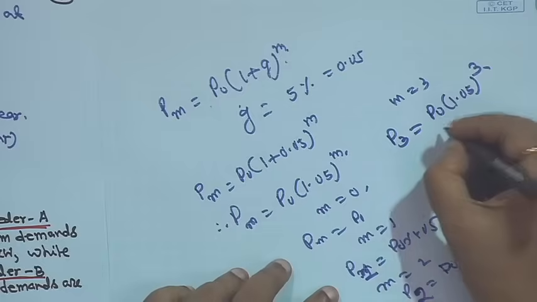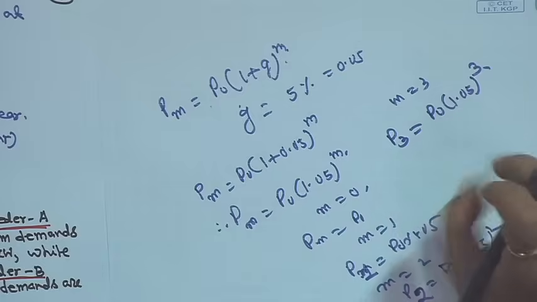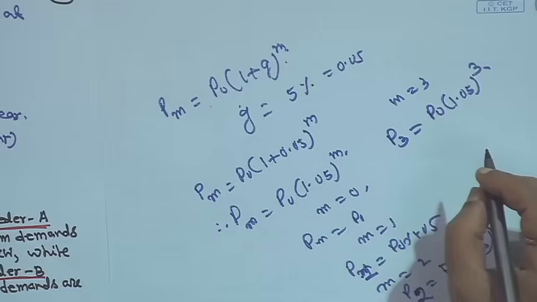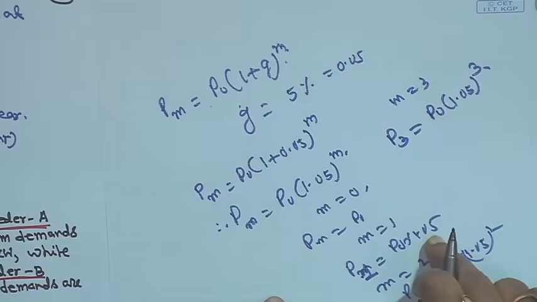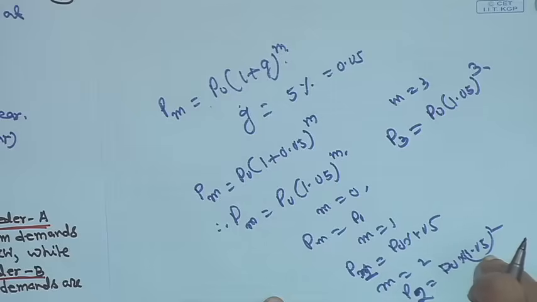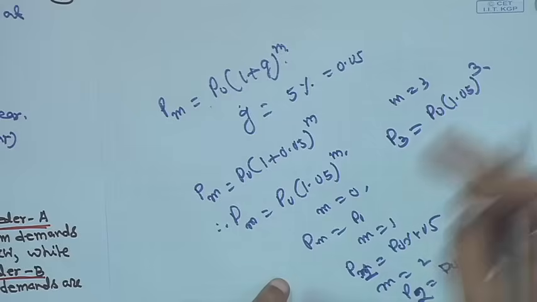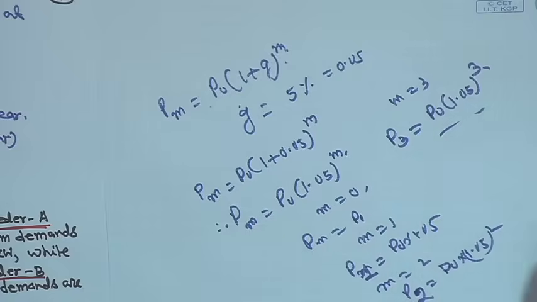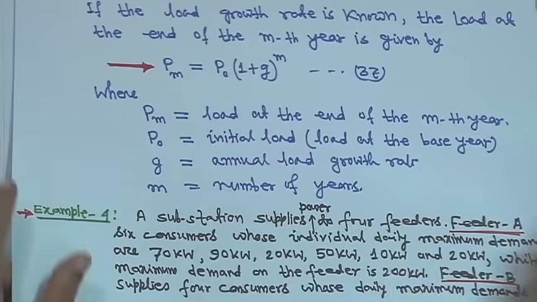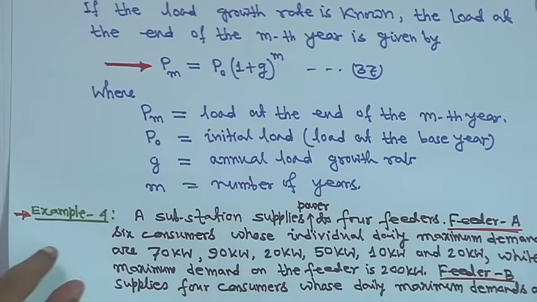Then suppose P0 you take, say, 100 kilowatt for example, right. So the first year load will be 100 kilowatt, next year it will be 100 into 1.05, that is 105. Now second year it will be 100 into 1.05 square, third year it will be 100 into 1.05 cube, and so on. This is the load growth rate formula, that Pm is equal to P0 (1 plus G) to the power m, right.